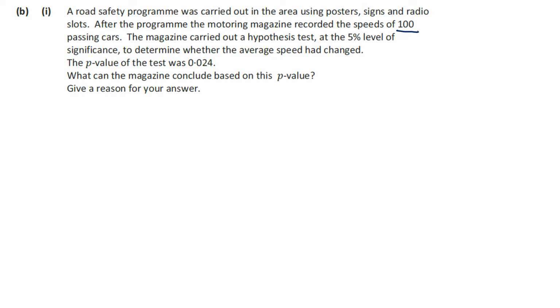Now, remember we say that the null hypothesis is always going to be the average speed equals. The alternative hypothesis is the average speed does not equal. So they've determined whether the average speed has changed. So this is what their suggestion or their claim is. So they're claiming the alternative hypothesis in this case.